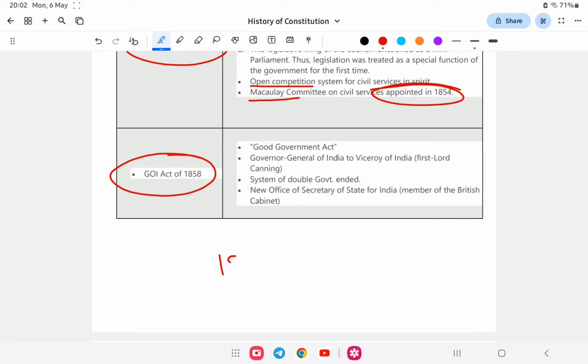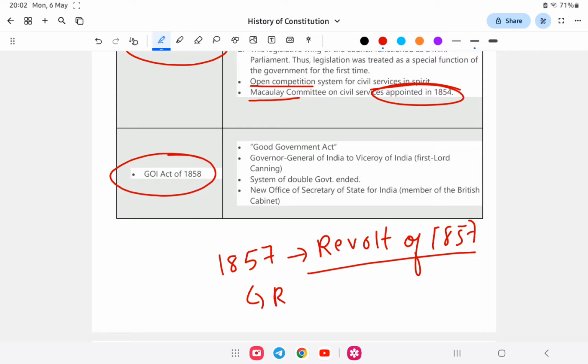So in 1857 it finally exploded as the Revolt of 1857. There we can see Rani Lakshmi Bai and Bahadur Shah Zafar and others rising up.